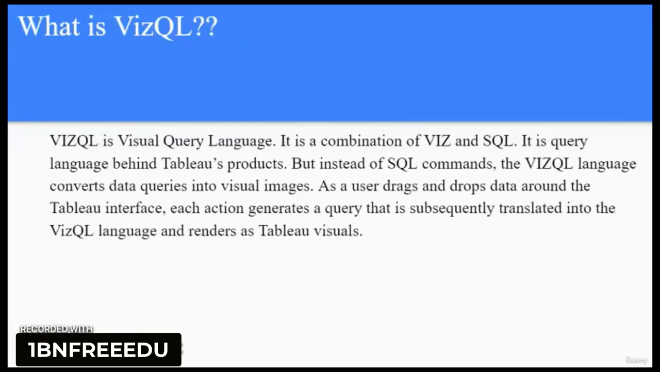Next question, what is VisQL? VisQL is Visual Query Language. So as the user drags and drops, each action generates a query in the backend that converts into visual images.